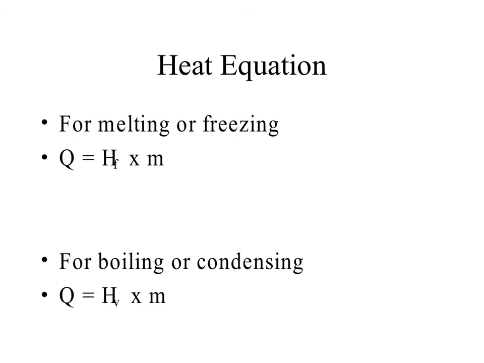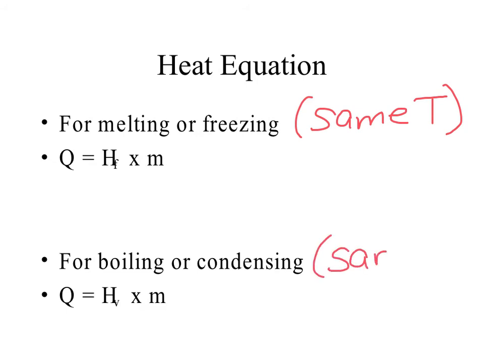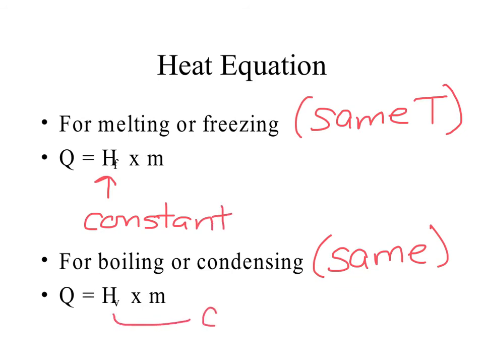Now, obviously, Q equals M times C times delta T won't work if something's melting or freezing, because when something's melting or freezing, you stay at the same temperature. Instead of the energy going to increase the temperature, it's breaking the bonds and causing it to change from a solid to a liquid or from a liquid to a gas. So there's a different equation. And it is Q equals HF, which is called the heat of fusion, it's a constant, times the mass. Or Q equals HV, which is a constant, the heat of vaporization, times the mass.